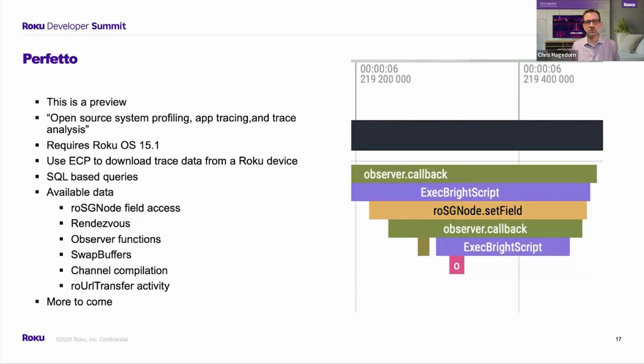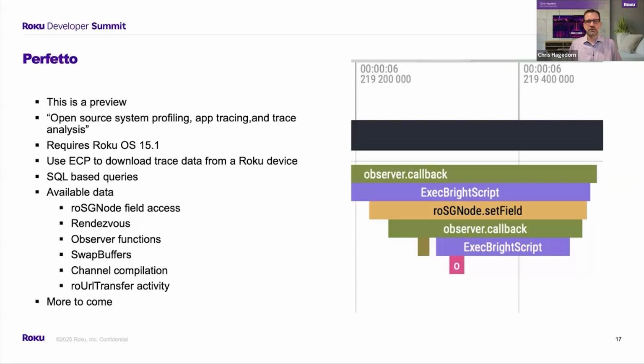And the way we're going to do that is through a couple of new ECP commands. So there will be an ECP command that you can call to turn on tracing for a given channel. And you'll be able to do this with a sideloaded channel or with a published channel that you have the signing key for.